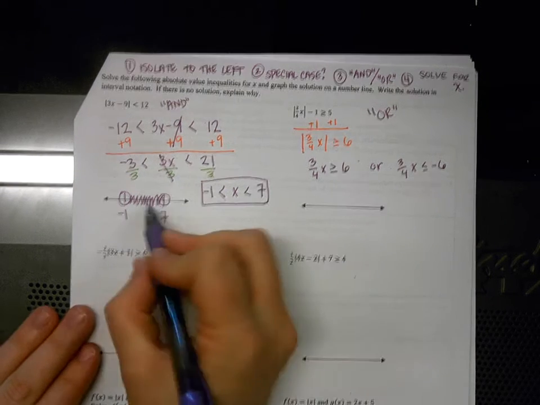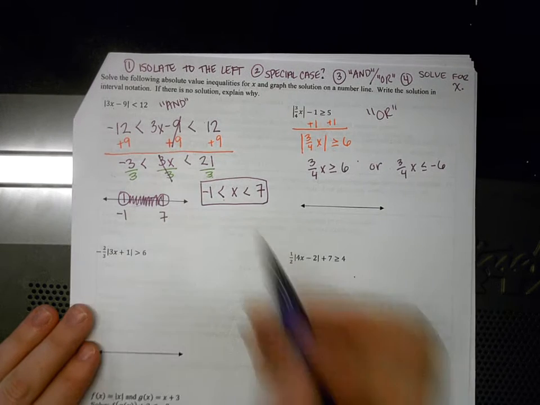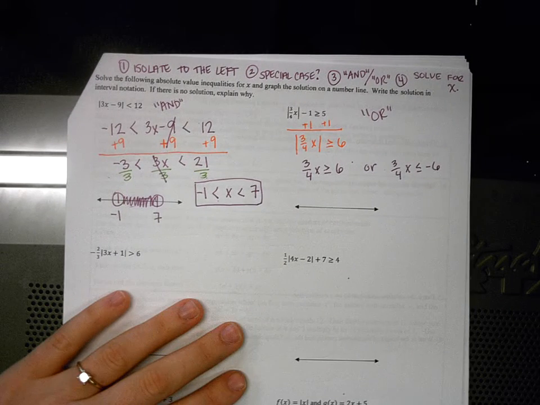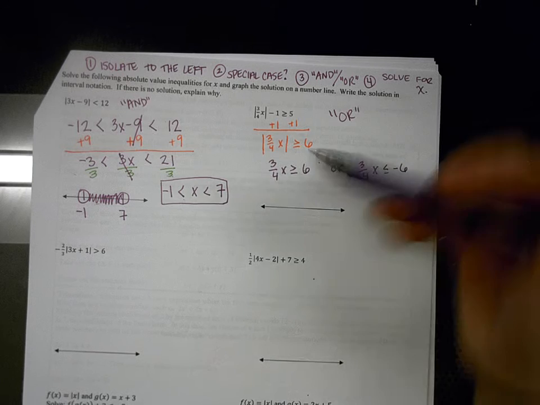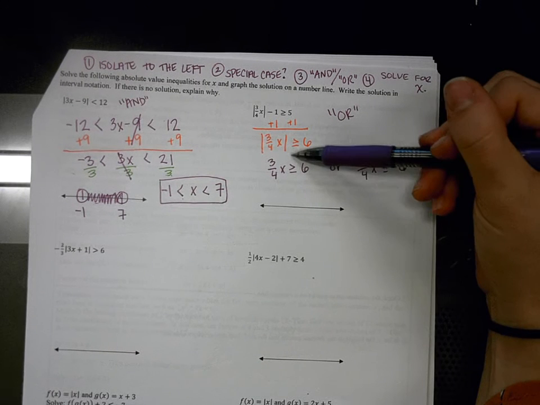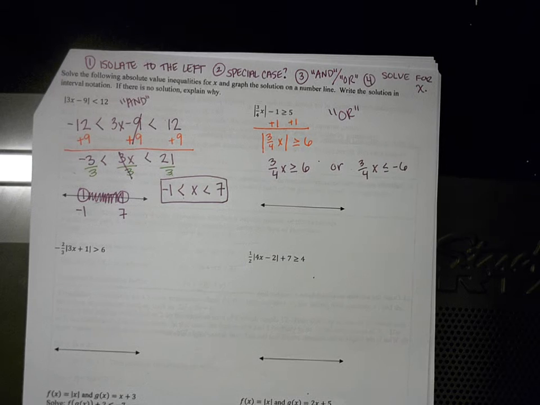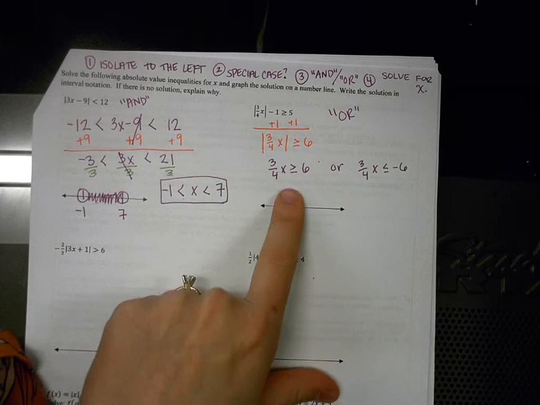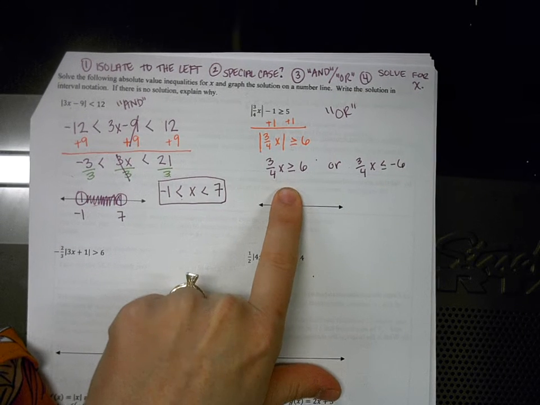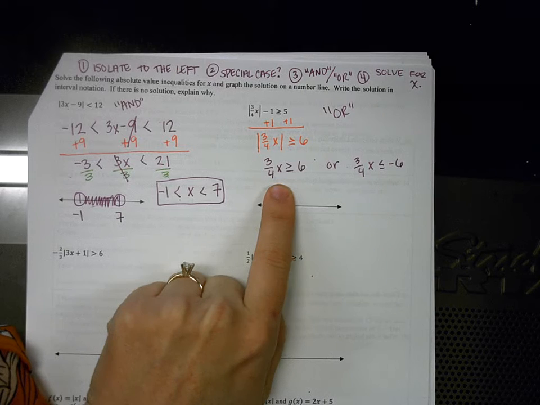So you can shade it like that, or you can do a solid line across, either way. Alright, this was an OR problem because I have a greater than symbol. So we need to solve each of these separately. So, for the first one, how do I solve for x?